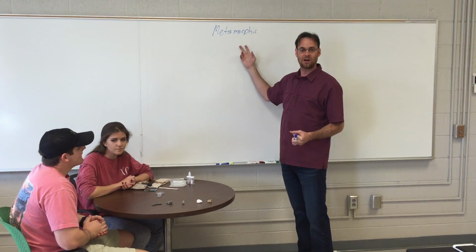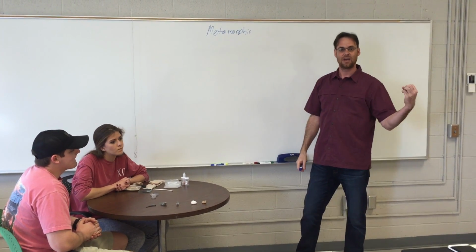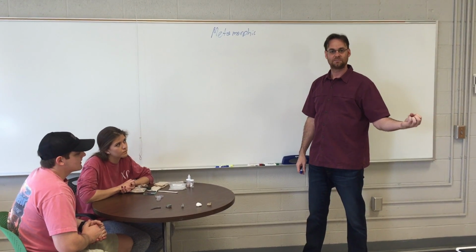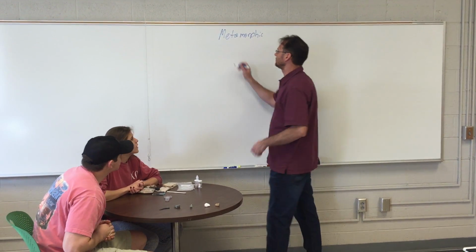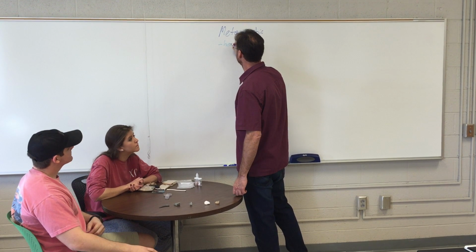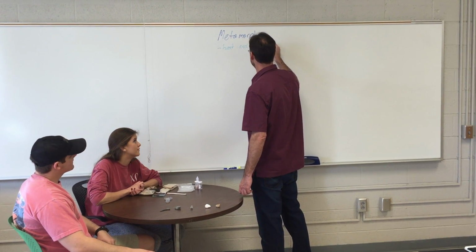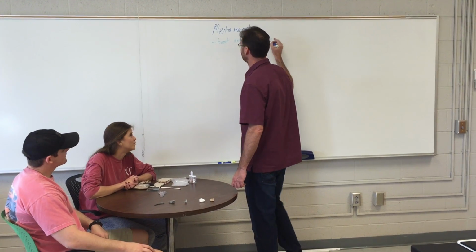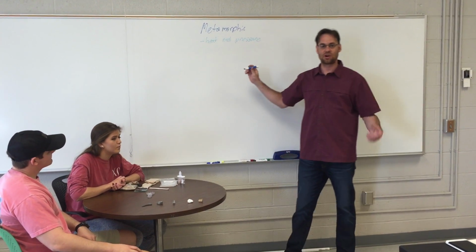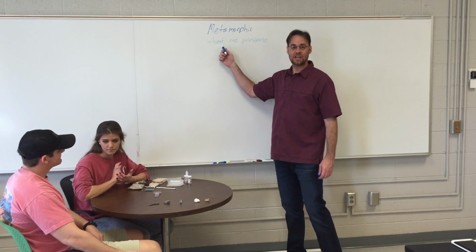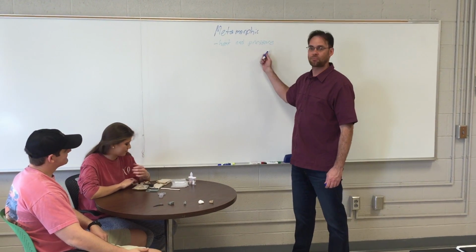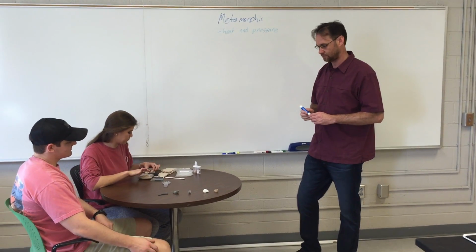So a metamorphic rock is a rock that was at one time a specific type of rock, and then through the avenues of extreme heat and pressure, that original rock changed into a more stable configuration. So we have heat and pressure to create metamorphic rocks.